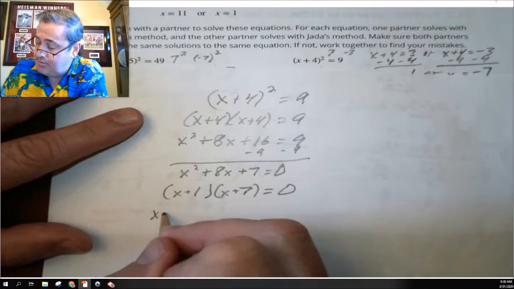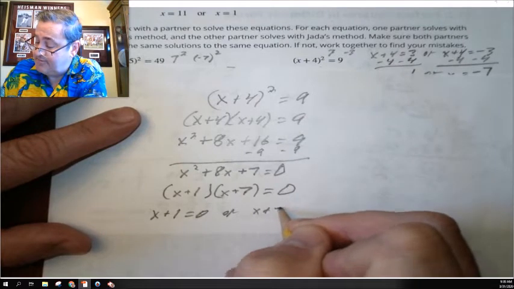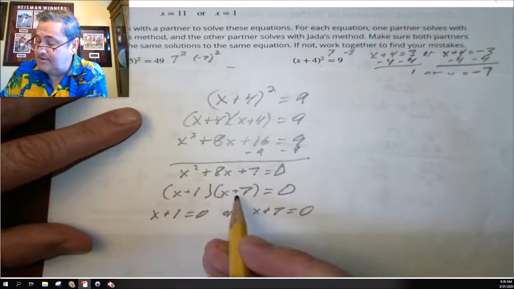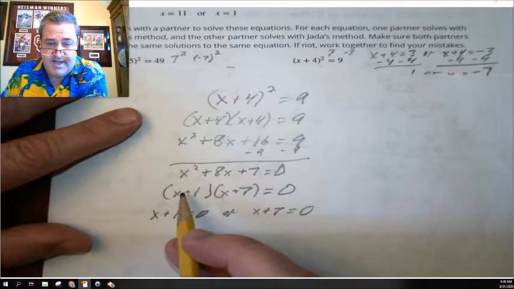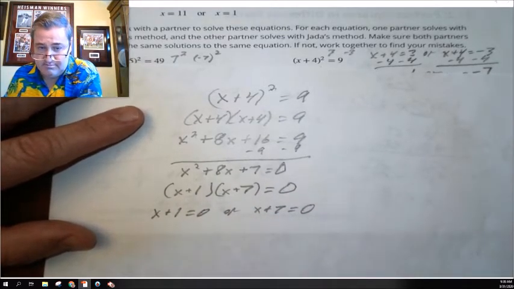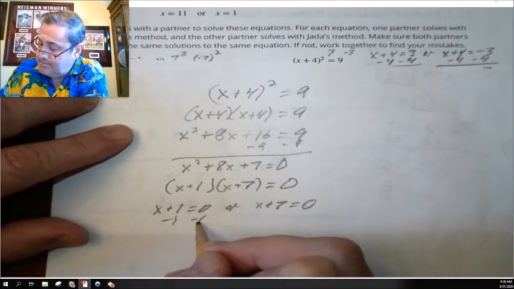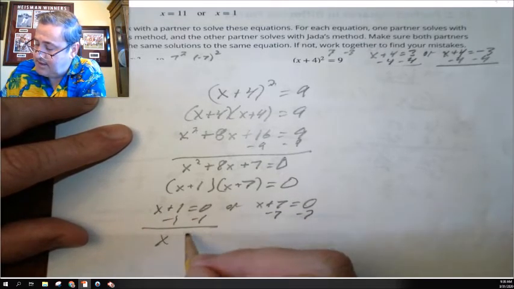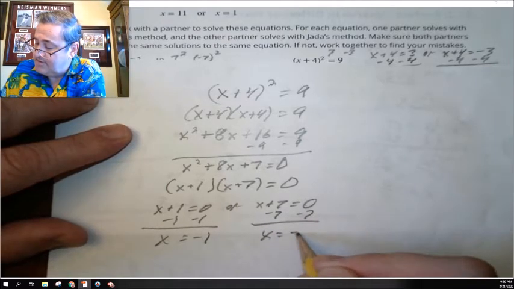So x plus 1 would have to equal 0, or x plus 7 would have to equal 0 for that to equal 0, right? If this is 0, it doesn't matter what that is. It's going to be 0 because we're multiplying together. Or if this one's 0, it doesn't matter what that is. So if either one of these is 0, that equation will be true. Subtract 1. Subtract 7. So x equals negative 1. x equals 0 minus 7, negative 7.